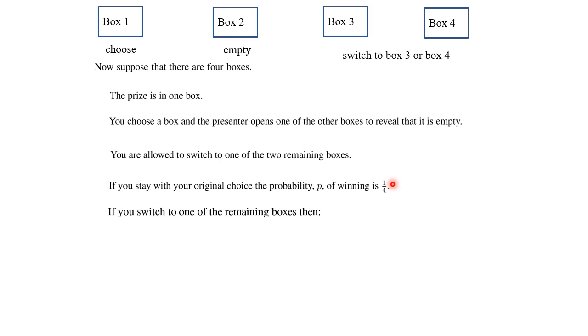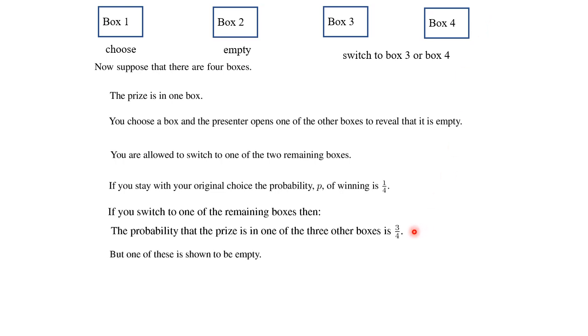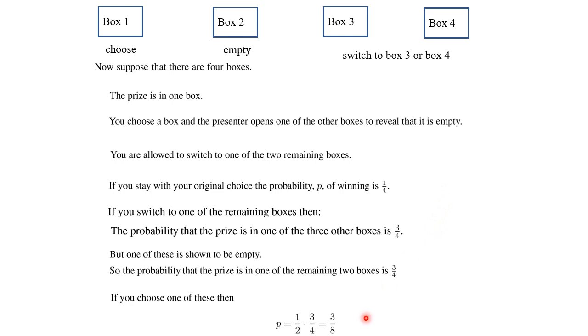If you switch to one of the remaining boxes, then the probability of the prize being in box 2, 3, or 4, one of the 3 remaining boxes, is 3/4. But this one is empty. Box 2, say, is empty. Probability of the prize being in there is 0. The sum of the probabilities is 3/4. So the sum of these 2 probabilities is 3/4. The probability of the prize being in either one of them is a half of that, 3/8.